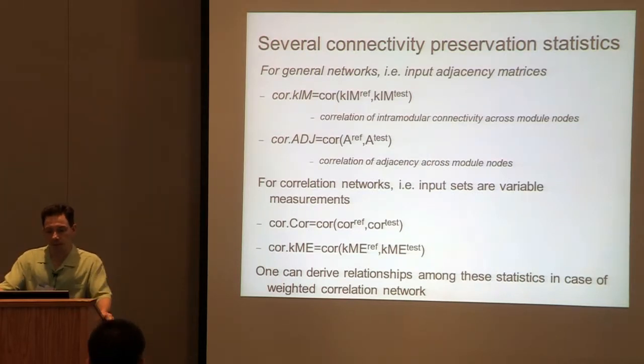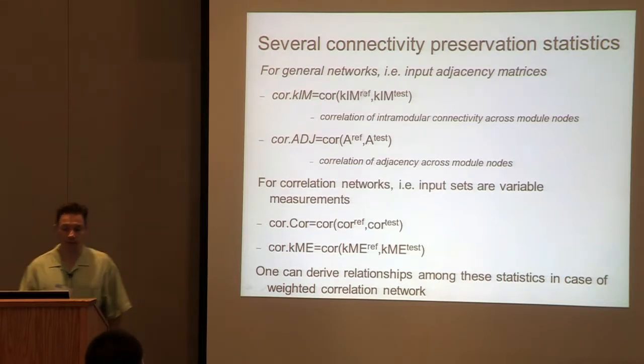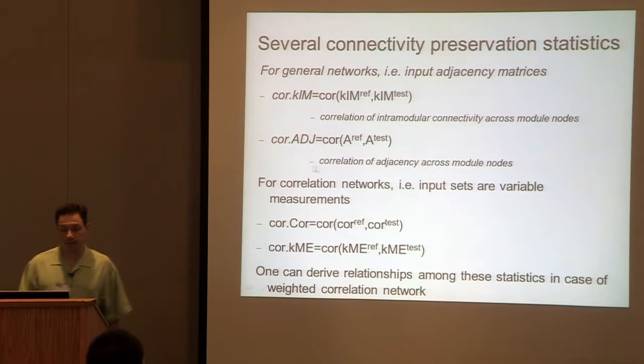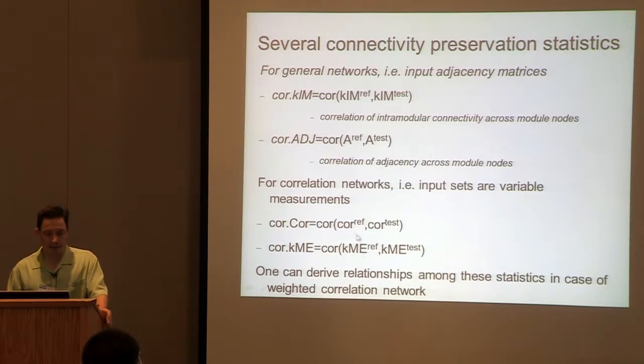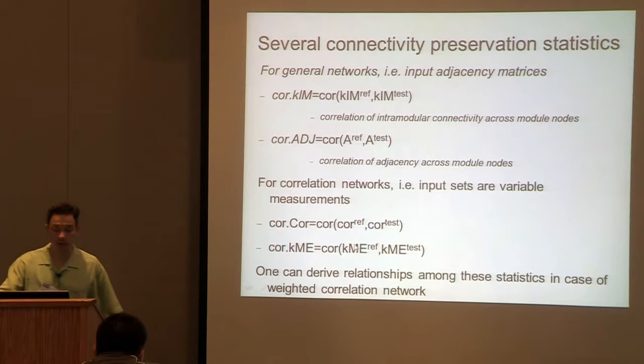All right, so what kind of connectivity preservation statistics do we have? You can form seemingly endless ones. Remember, we have this measure of intramodular connectivity, and so you could just correlate K intramodular in the reference data with K intramodular in the test data. So is intramodular hub gene status preserved? As I mentioned, you can correlate the adjacency matrices. If you have a correlation network based on an underlying correlation structure, you can form the correlations of correlations. You would vectorize these matrices and then just correlate them. And also remember, we have this measure of module eigengene-based connectivity, the KME measure, and of course you can also correlate this measure from one condition to the next.